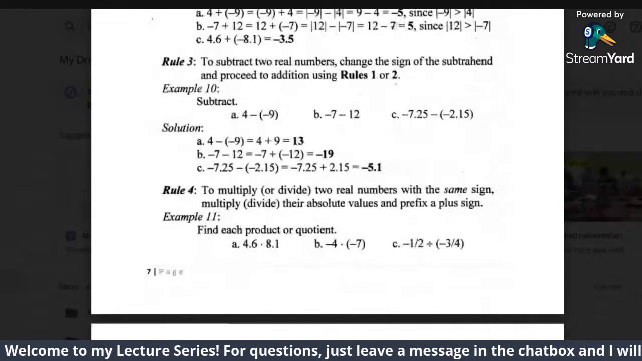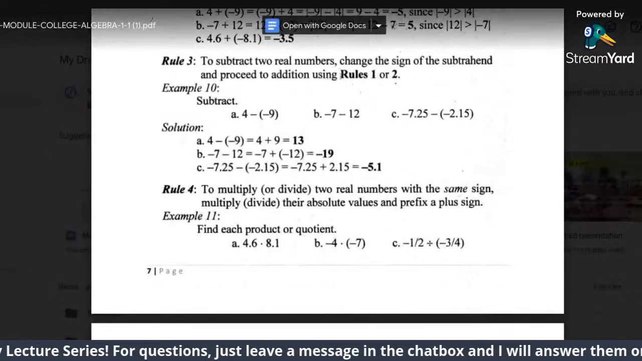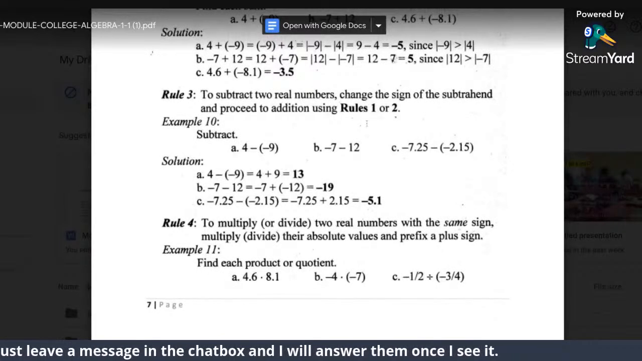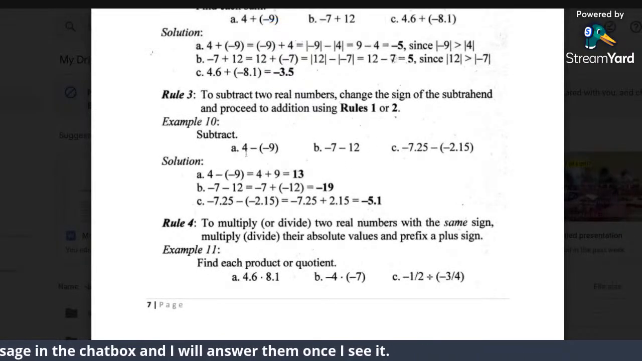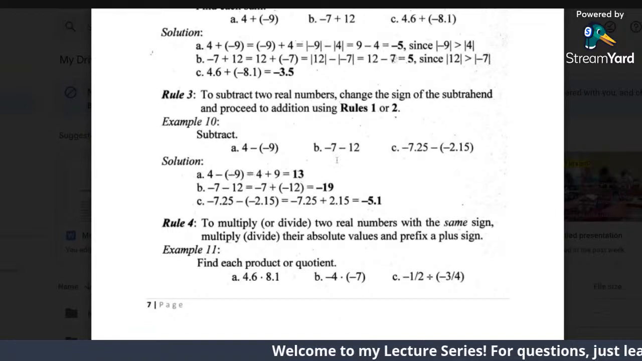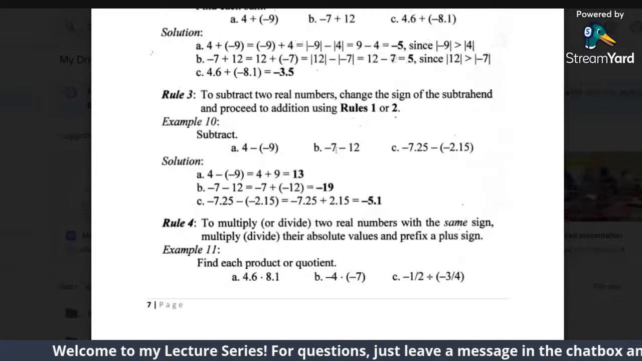Okay, this one is basic. To subtract, you change the sign of the subtrahend and proceed to addition using rules 1 or 2. So that's very easy. 4 minus negative 9, you just change that, so you will have 4 plus 9. That will give you 13. Okay. Same with the rest. So negative 7 minus 12 will give you negative 19.